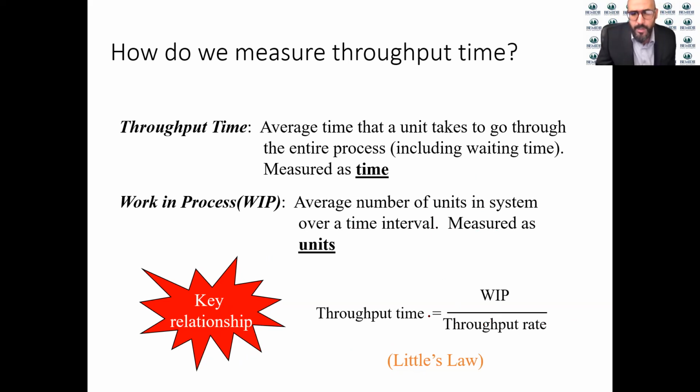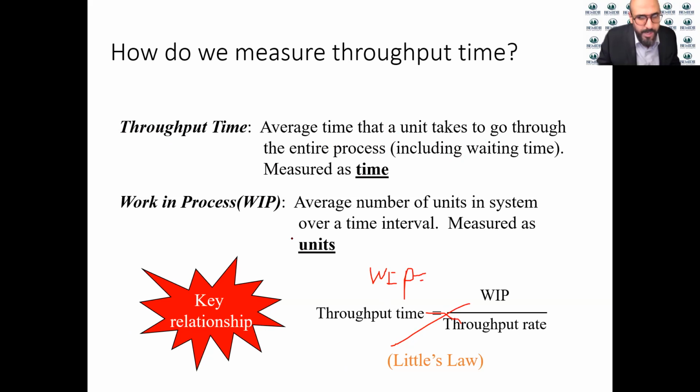the throughput rate, or you could change the equation to find the work in progress by multiplying the throughput rate by the throughput time. Again, we call it Little's Law. It's an important concept in operations management. Look into Little's Law if you're interested in knowing more about it. But let's go back to throughput. It is the average time to go through the system, including the wait time, and measured by time.